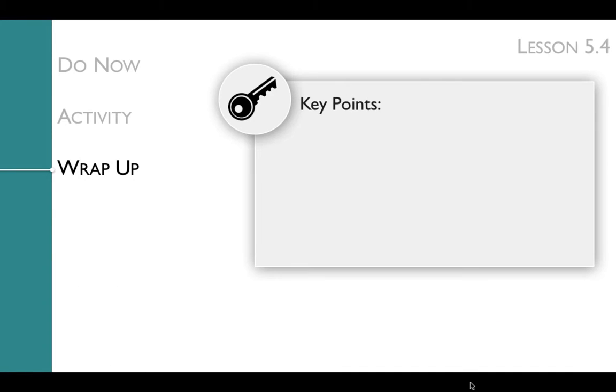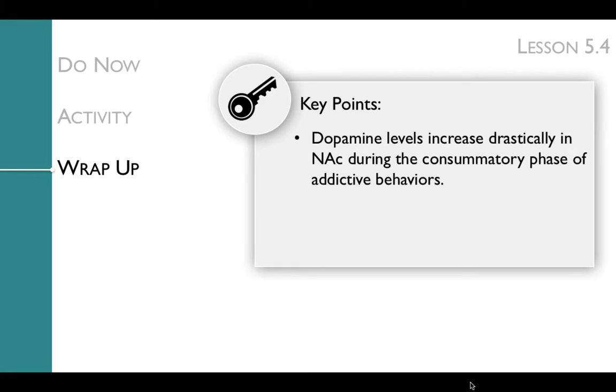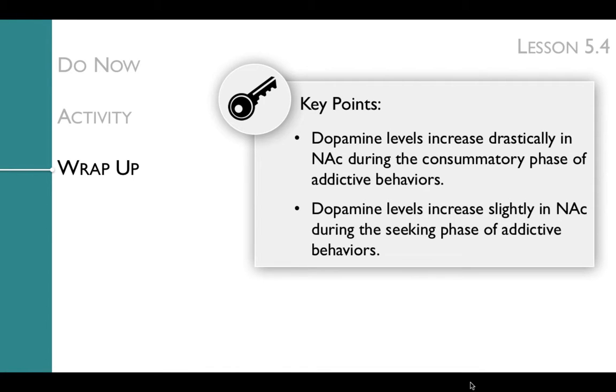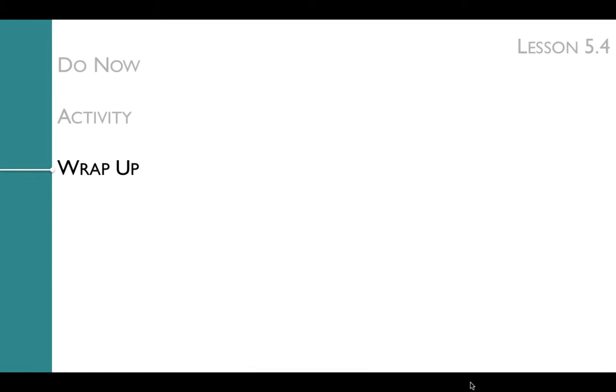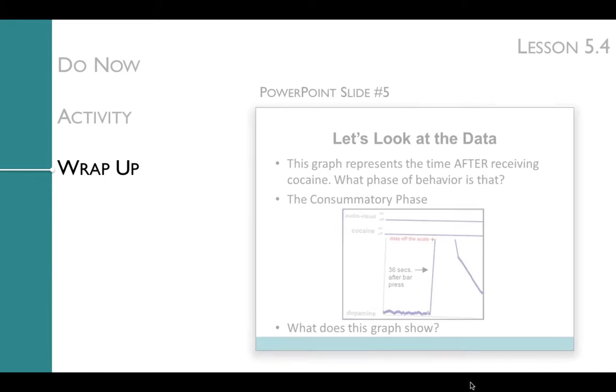The key points of the lesson wrap-up are that dopamine levels increase drastically in the nucleus accumbens during the consummatory phase of addictive behaviors, and that dopamine levels increase slightly in the nucleus accumbens during the seeking phase of addictive behaviors. We'll get to this key point by analyzing the data collected during the virtual cocaine lab. In the wrap-up, you'll review 2 of the key data points and findings from the virtual cocaine lab.